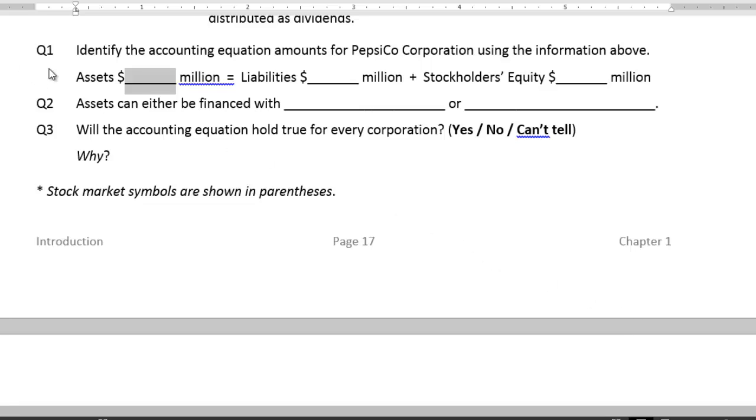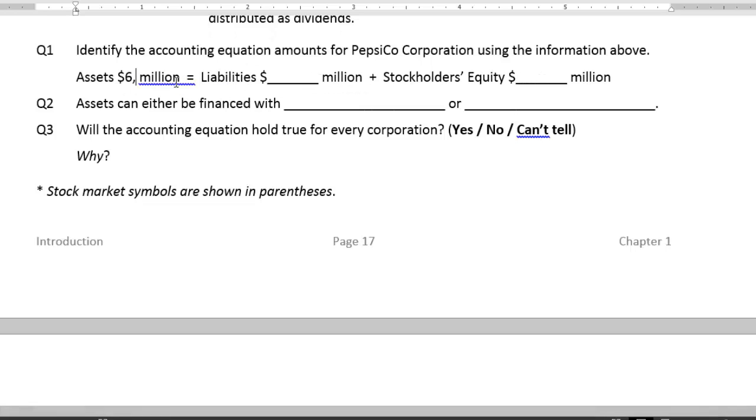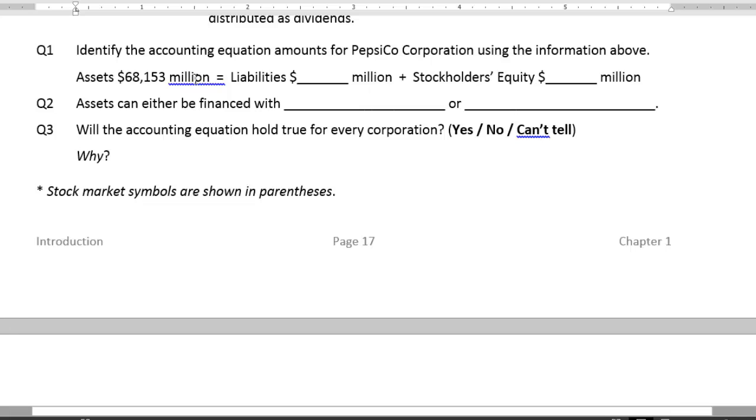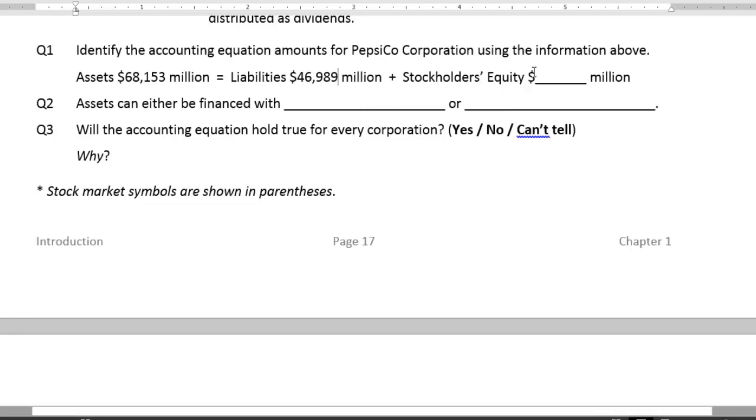All right, so activity 1, identify the accounting equation amounts for PepsiCo using the information above. What are assets? 68,150. Oops, 68,153 million. And how much are liabilities? 46,989 million. And what is stockholders' equity then?